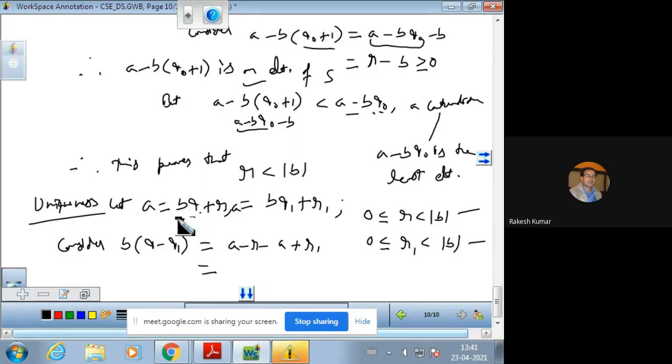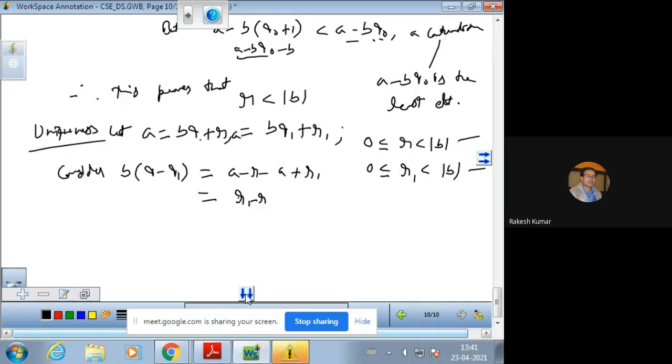So we can prove because BQ minus BQ1, the value will come A minus R, we will take this to the other side. So what will be the value of BQ1? A minus R1. A can be removed and it will be R1 minus R. And what does it mean? This means that B is a factor of R1 minus R, or we can say that B divides R1 minus R.